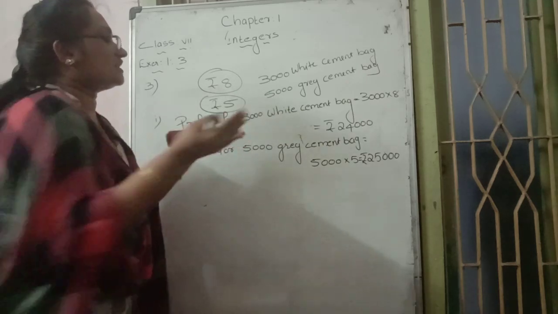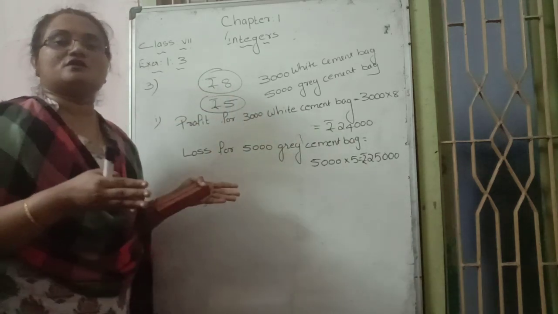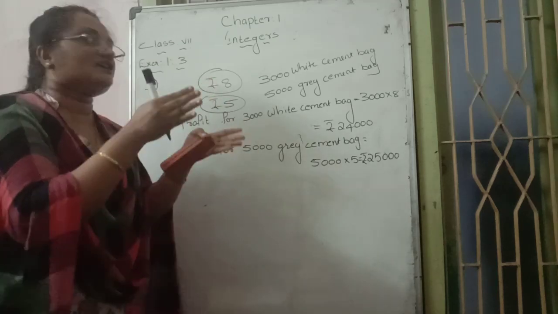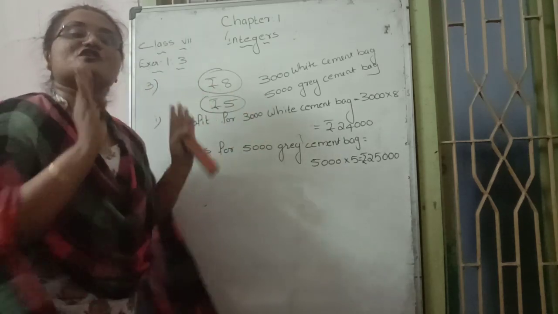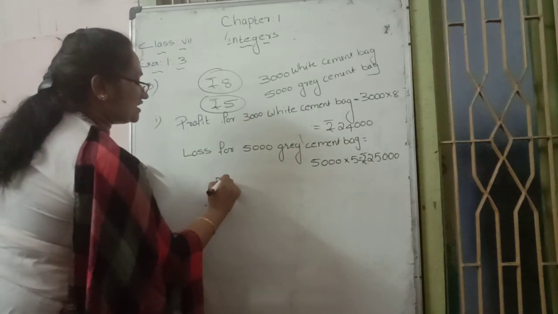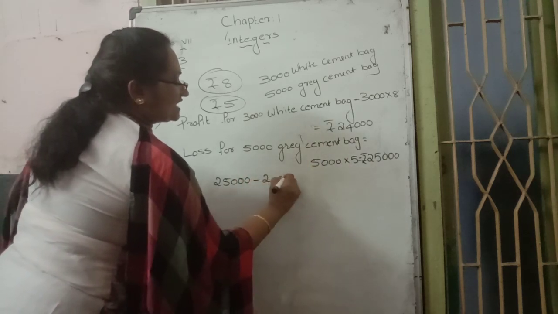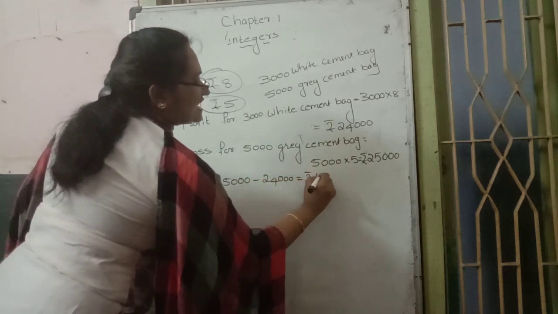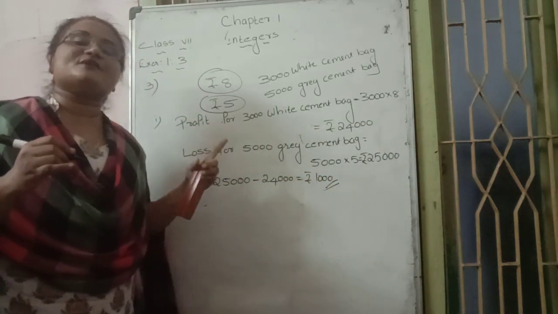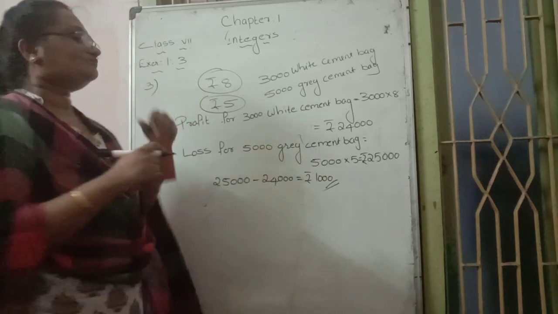Which amount is more, the loss amount or the profit amount? The loss amount is more. That's why we can say that in that month the company had a loss. How many rupees of loss is happening? Asking how much loss means a bigger number minus a smaller number. That's why how many rupees of loss happened for the company? 1,000 rupees of loss happened for that company.